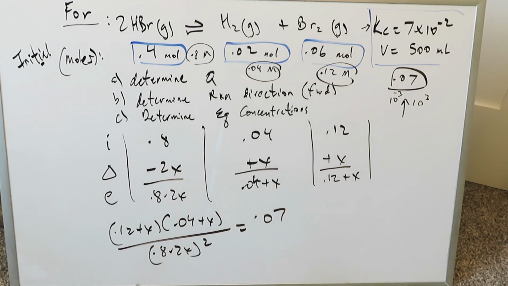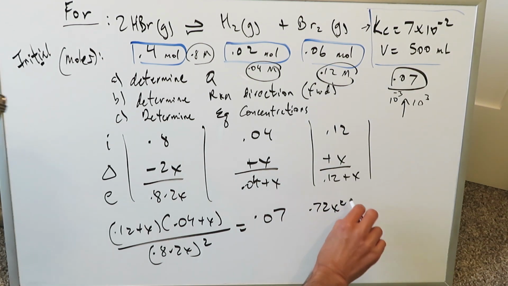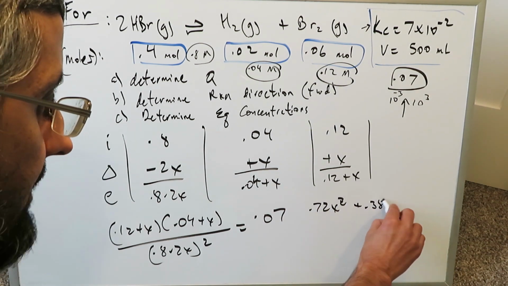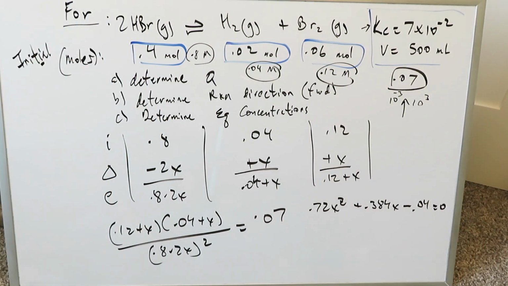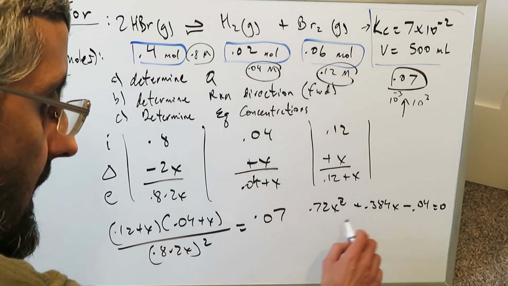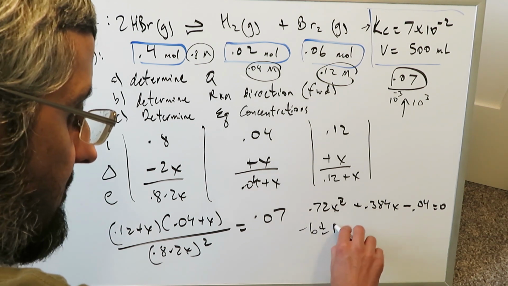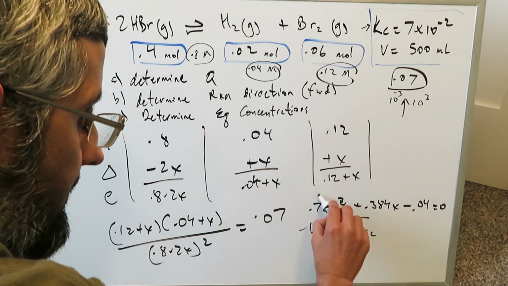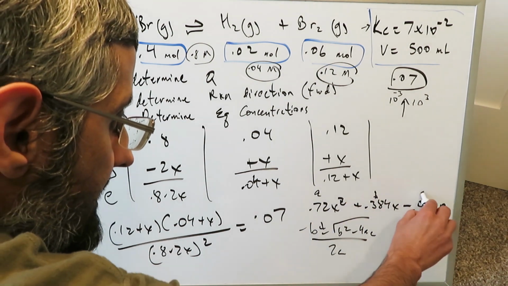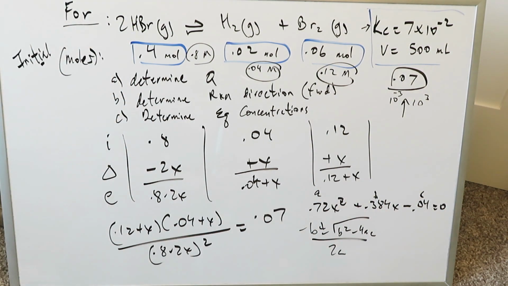The equation boils down to the following quadratic equation: 0.72x squared plus 0.384x minus 0.04 equals 0. And now you have to run everything through the quadratic formula: x equals minus b plus or minus the square root of b squared minus 4ac, over 2a. Here's your a, here's your b, here's your c. And then you would actually solve for x.